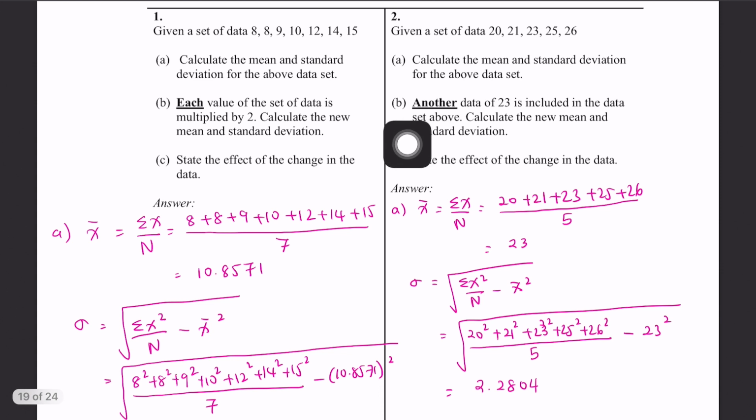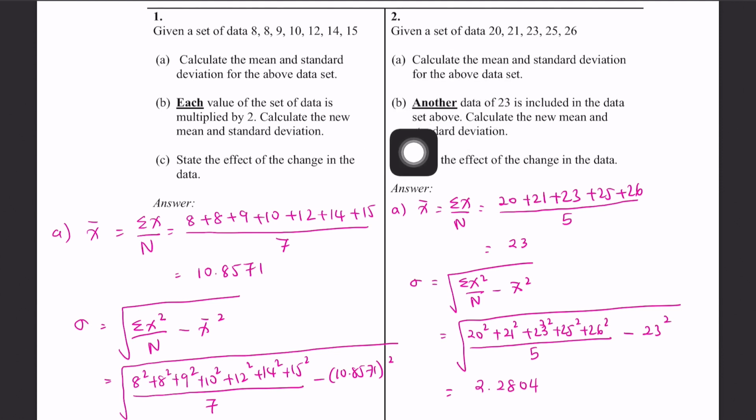Next. Another data of 23 is included in the data set above. Calculate the new mean and standard deviation. Awak kena ingat ni. Yang kita belajar tadi, kalau each value, maksudnya kalau setiap nombor di dalam dataset yang lama, kita darab 2. 8 darab 2, 8 darab 2, 9 darab 2 dan seterusnya. Tapi lain pula untuk situasi nombor 2.